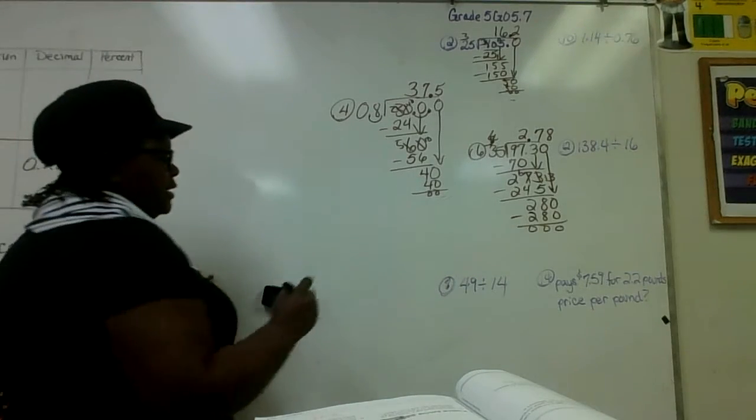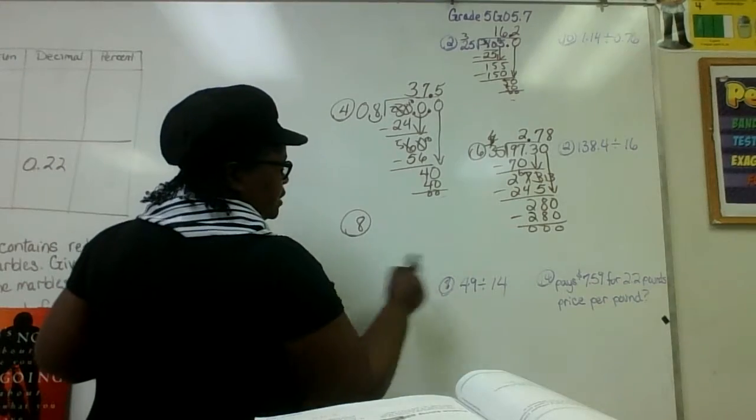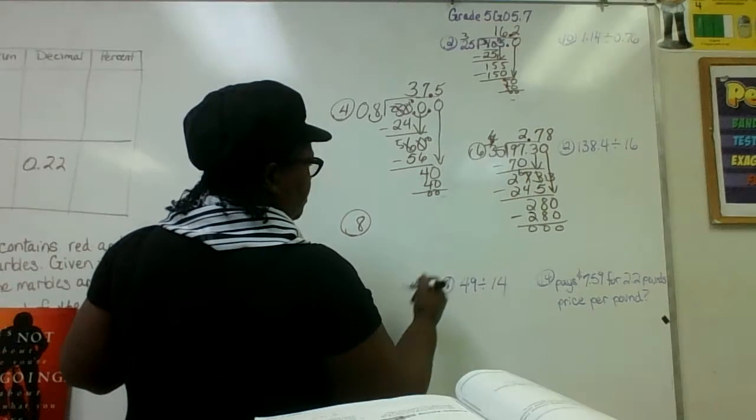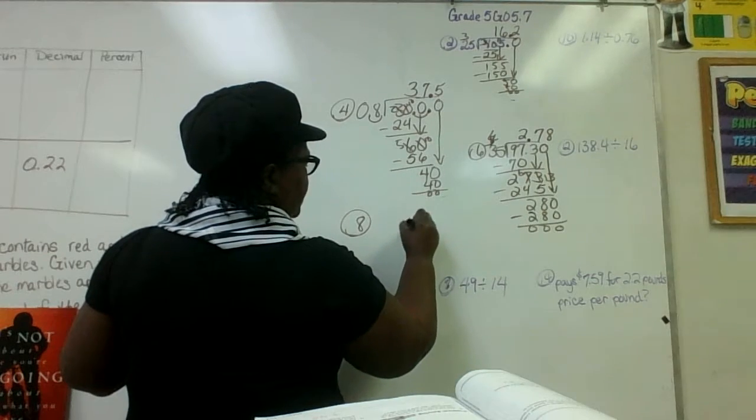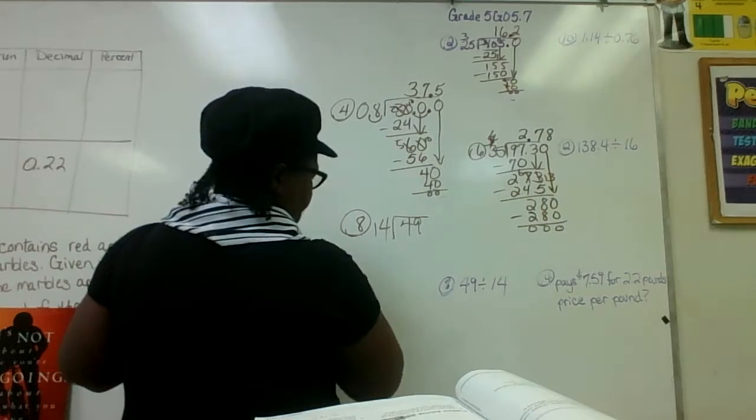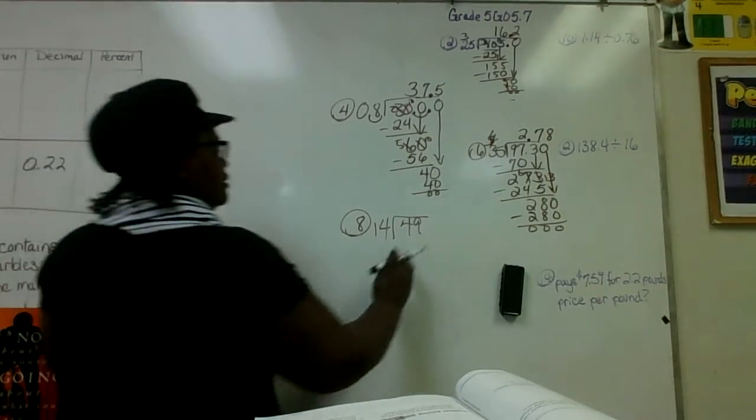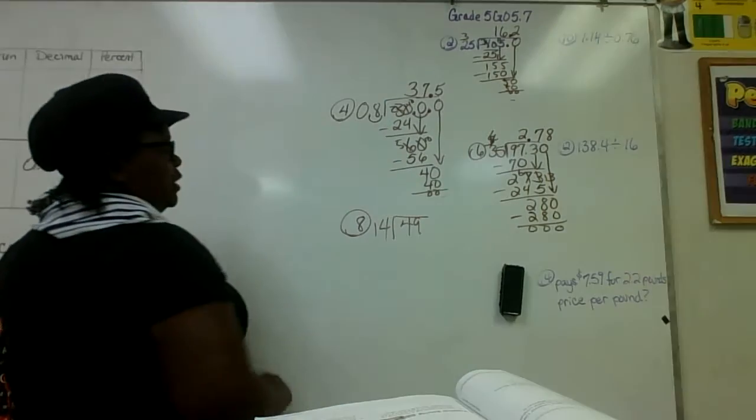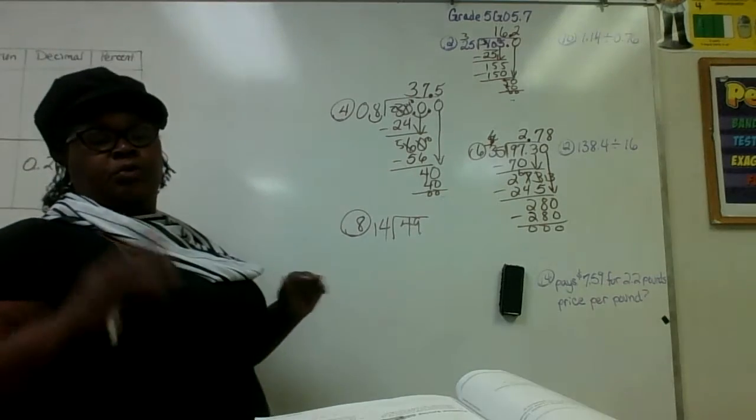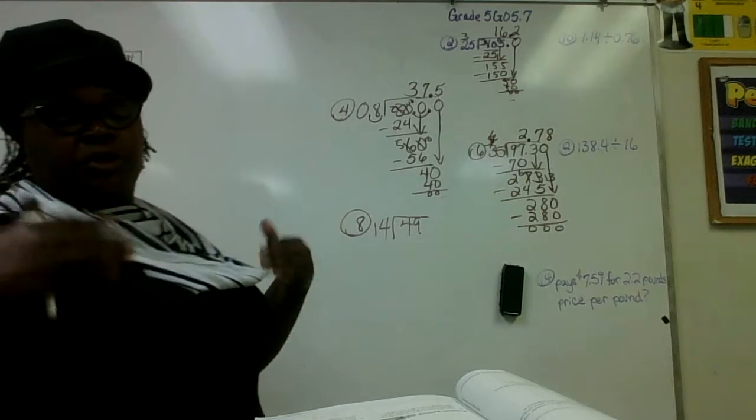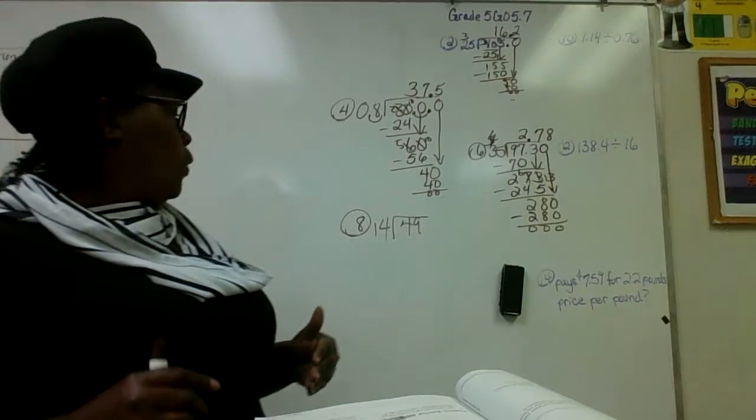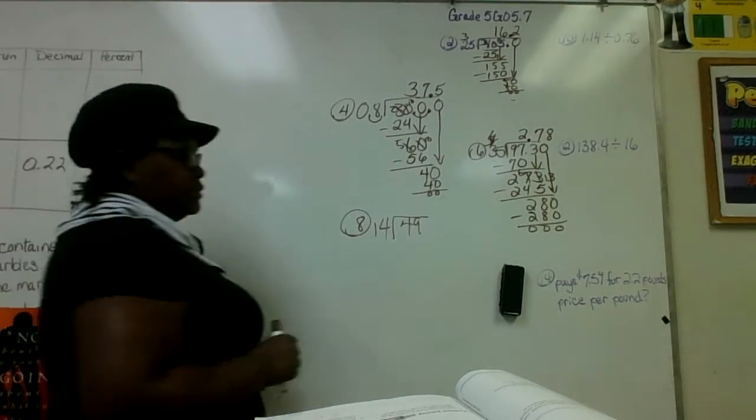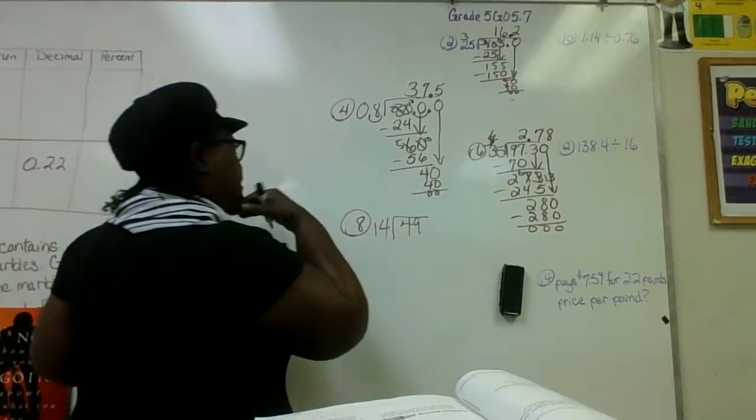We're going to relocate it for room purposes here and make it vertical. So we have 49 divided by 14. All right. There is no decimal here. There's no decimal here. We treat it as a whole number and we move forward. So how many 14s are in 49?